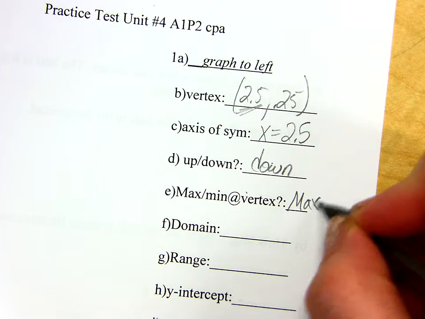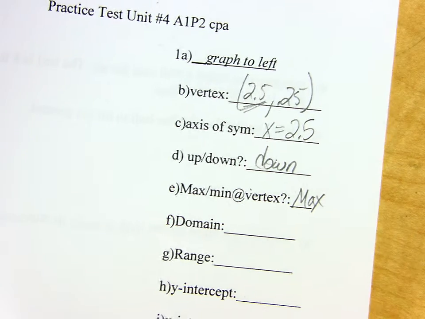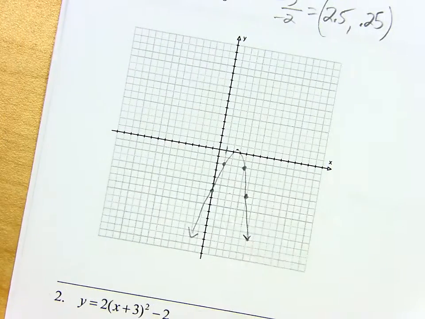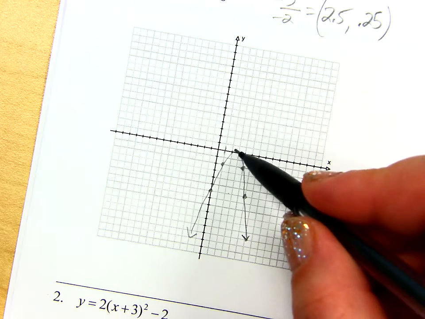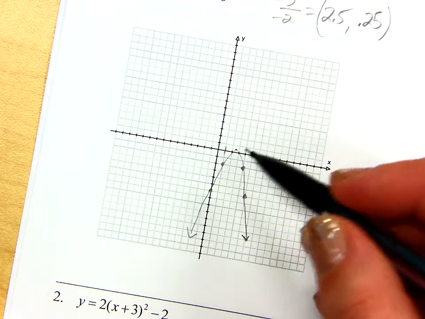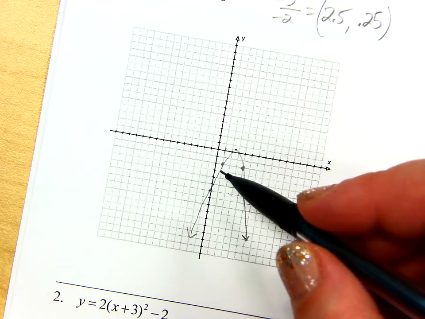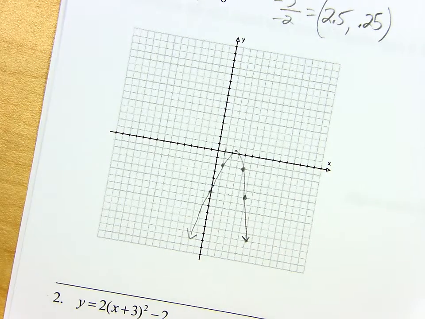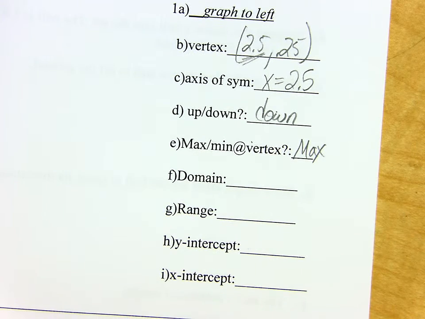Max. Does everybody know why it's max? Down. Yeah, if your parabola is down like a frown, the vertex is the highest point on the whole graph. It's the maximum point, so it's called a max. If your parabola was up like a cup, the vertex would be the lowest point, it would be a minimum. So anyway, that's a max.